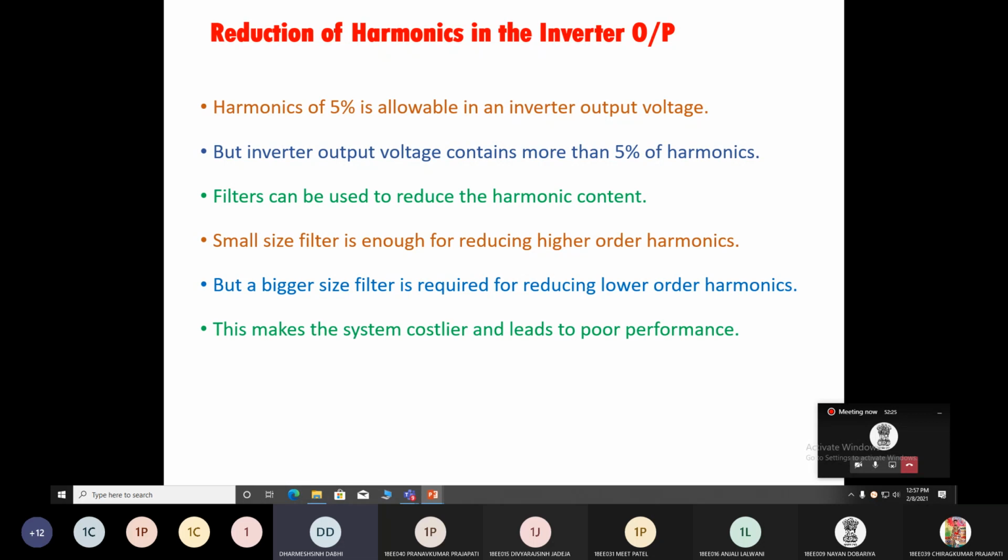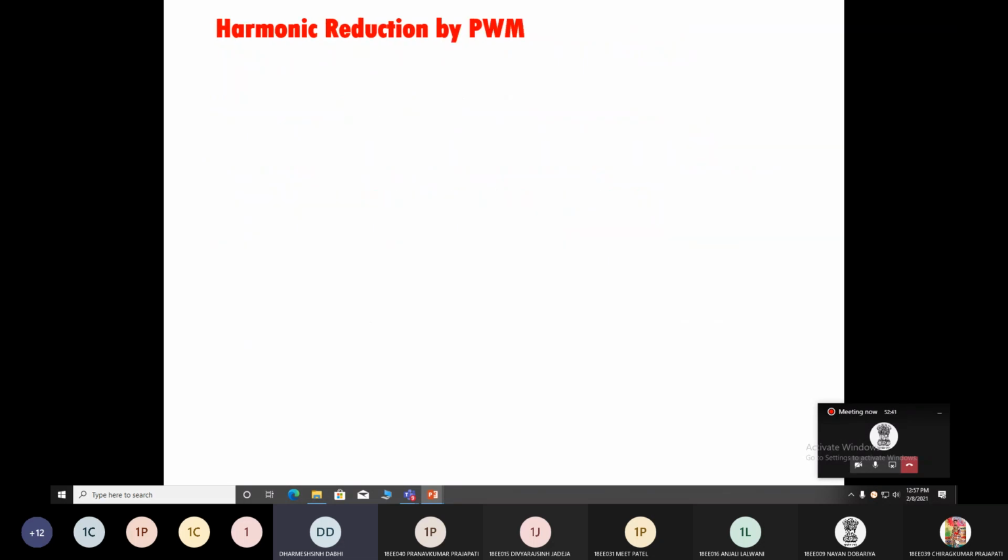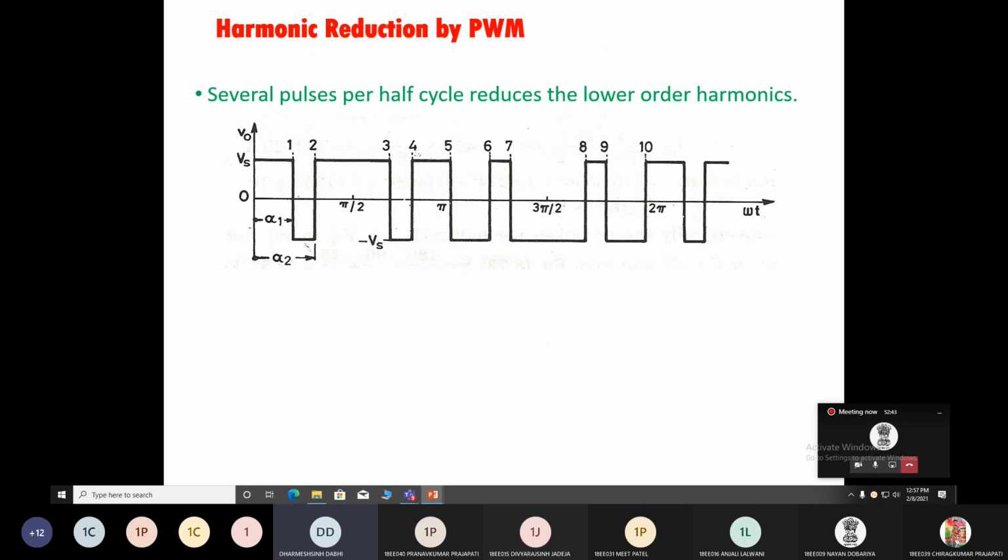Because the problem is that if you use the filter only to reduce the harmonic, the size of the filter is very large, and this becomes very costly, and the performance of the inverter also becomes poor because very large loss happens in the filter circuit. So without a filter, the first technique we see is using the PWM techniques that we have seen in the last slides. All these PWM techniques also reduce the harmonics, but by the proper setting of these PWM techniques, we can reduce particular harmonics in your output voltage.